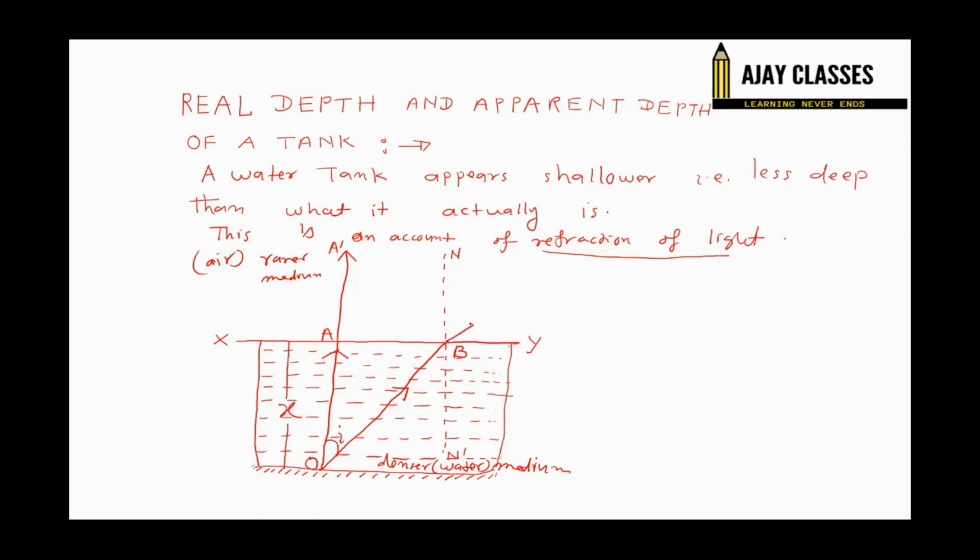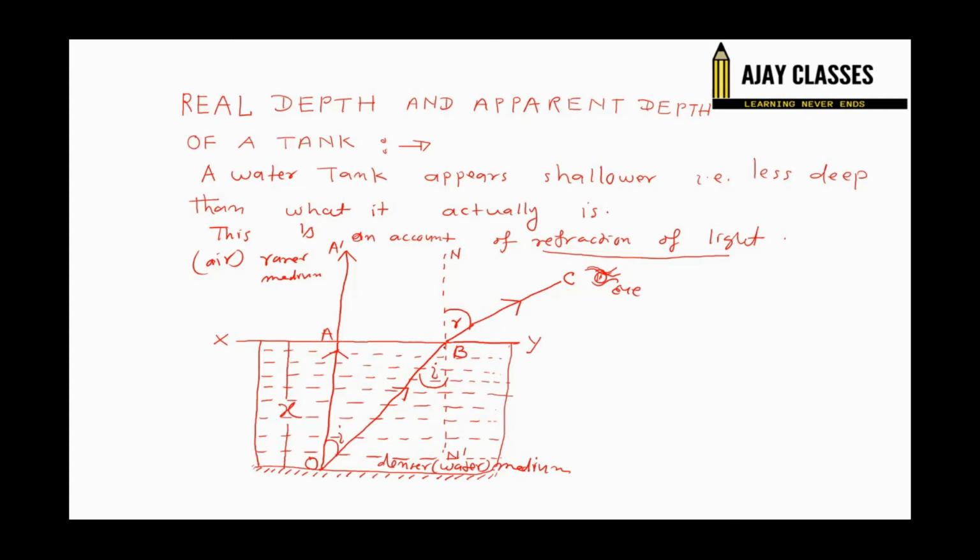It moves away from the normal and goes to the observer's eye at the point C, where the observer's eye is. The angle made at the point B with the normal is r, and the angle made by the incident light inside the water medium is i. So in this case, the angle of incidence inside the water medium is made by the light which is incident at the point B with the normal, and when it enters the rarer medium, it moves away from the normal and enters the observer's eye.